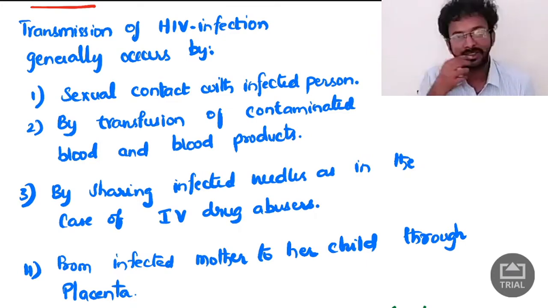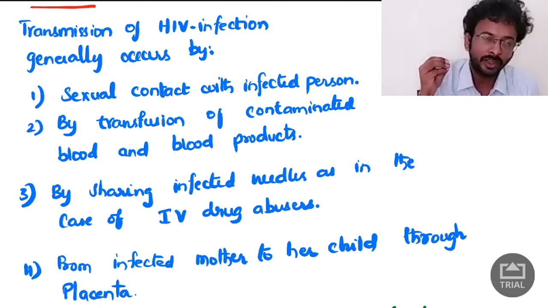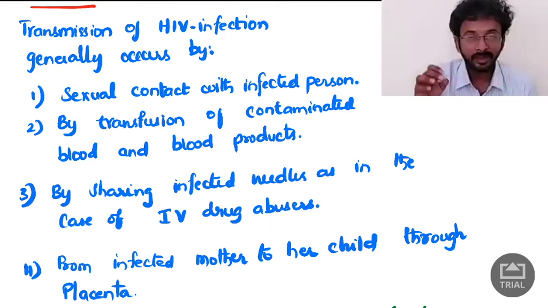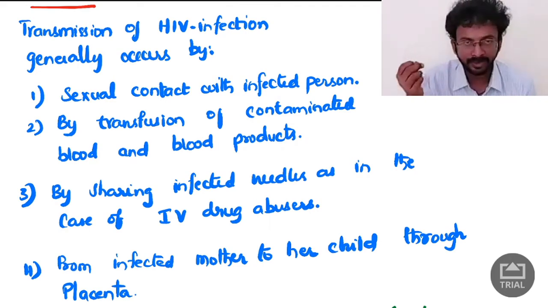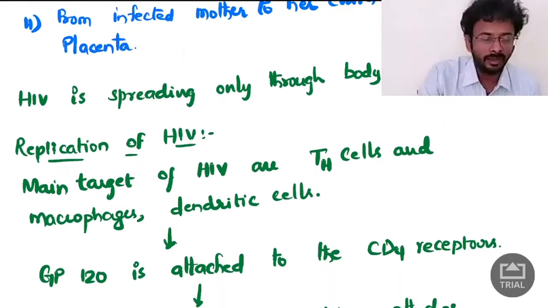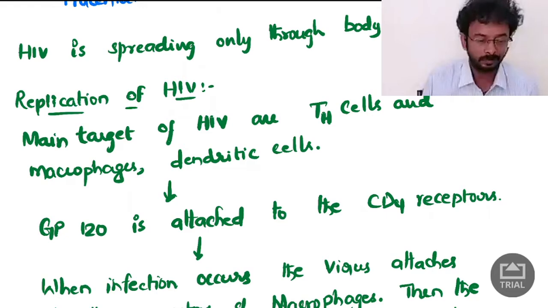The transmission of HIV virus is by sexual contact with an infected person, by transmission of contaminated blood and blood products, by sharing infected needles as in the case of IV drug abusers, and from an infected mother to her child through the placenta. HIV is mostly spread through the body fluids.